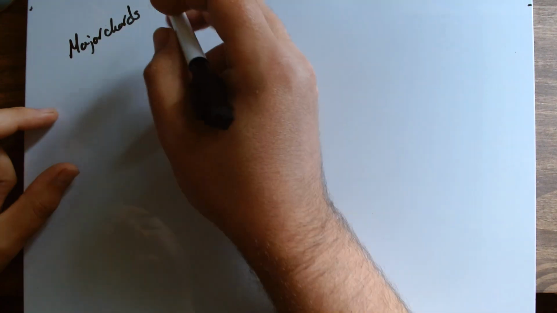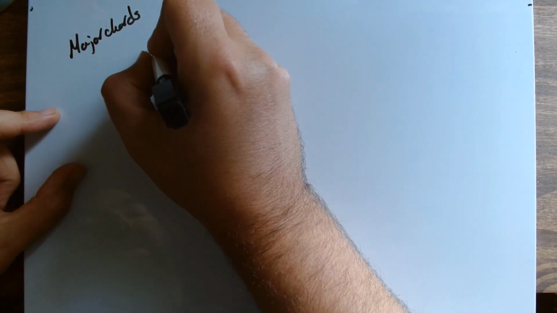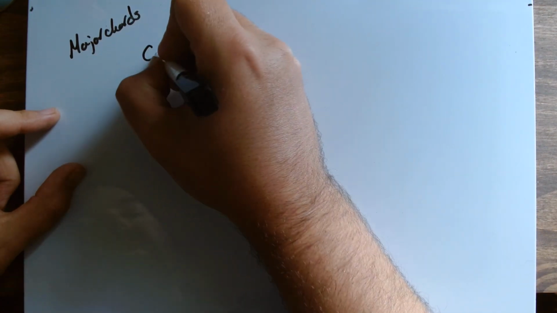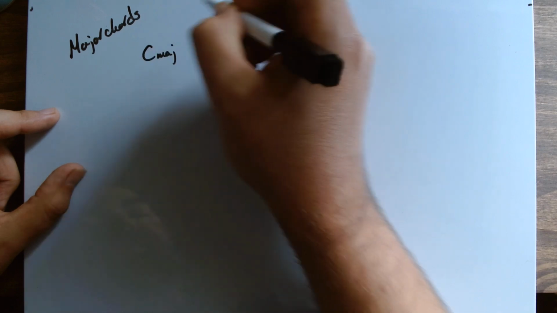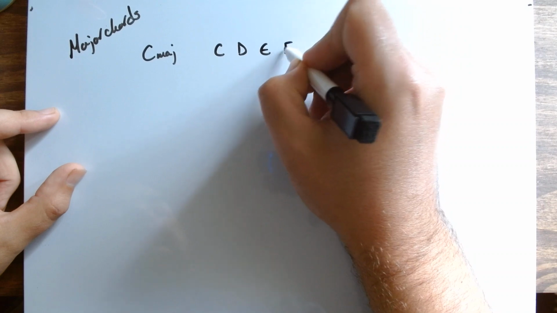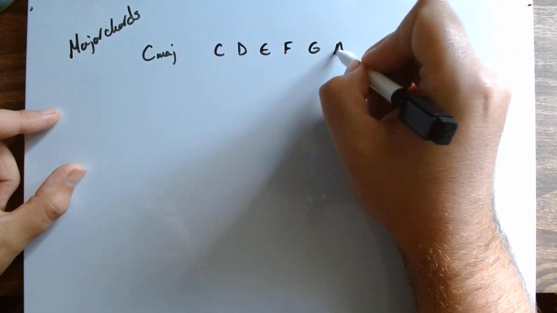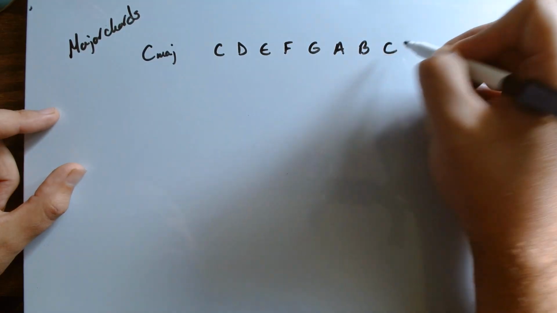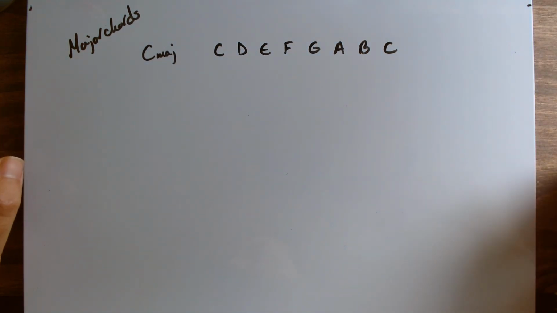So what I'm going to do is construct a C major scale. Okay, since that's the easiest one, no sharps or flats, we're going to go right across here and build all the way from one end to the other. Okay, so C to C.